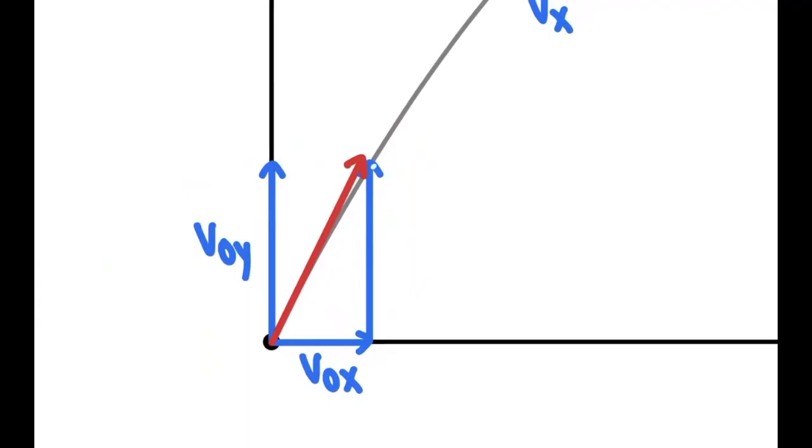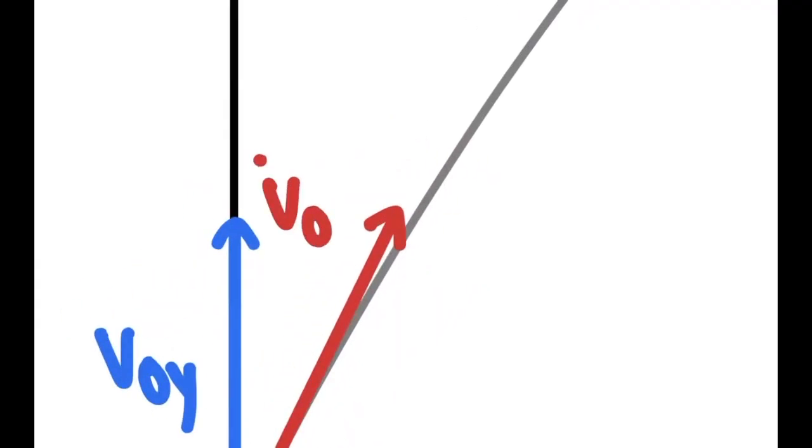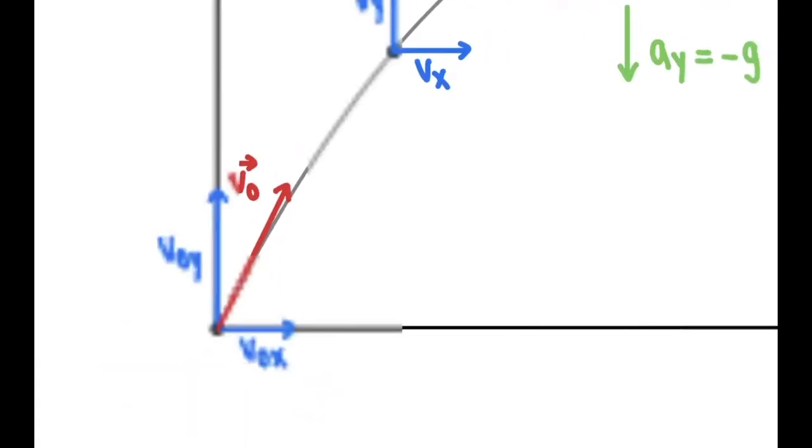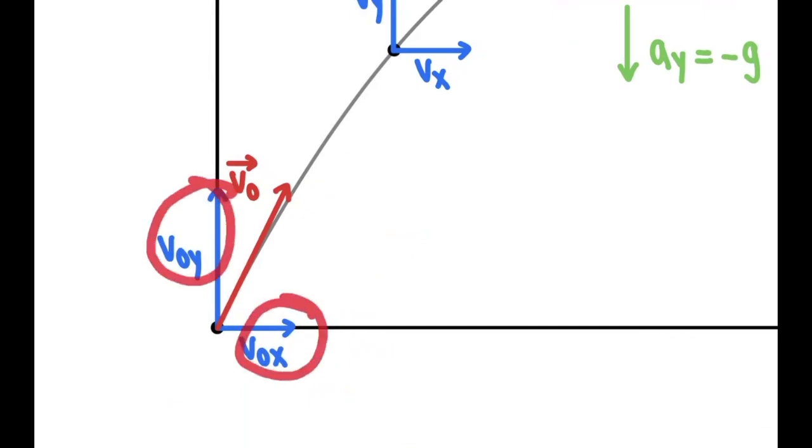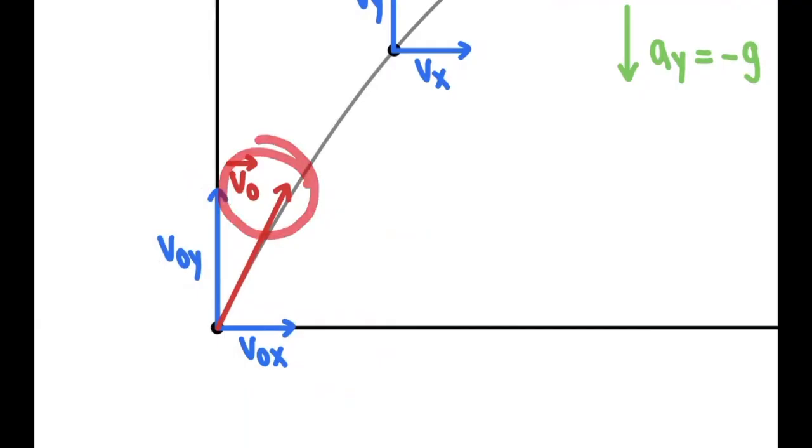And I'm just going to erase this too. But this will be the v naught vector. By the way, these are not really vectors, they're components of this vector here.